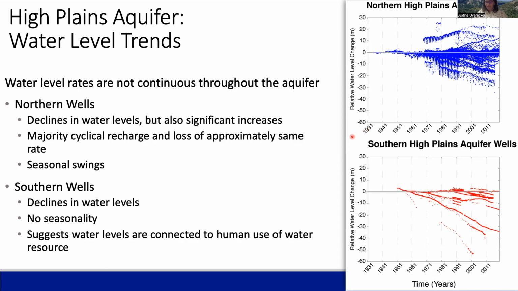Now, in the southern part of the aquifer, there are dominant losses over time, and there's very minimal seasonal fluctuation, which means that there's little precipitation effect on the groundwater use and a consistent anthropogenic reliance on groundwater resources. This suggests that aquifer depletion is related to human use of the resource.